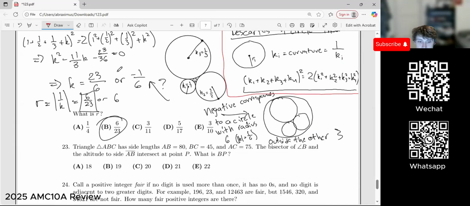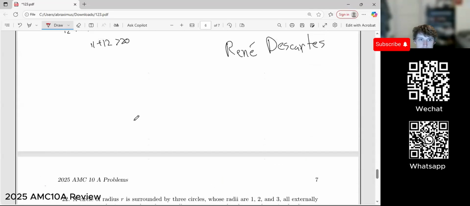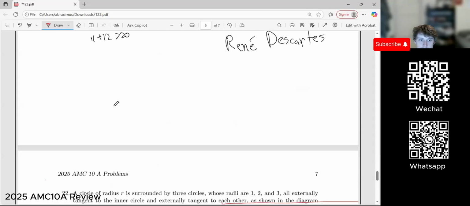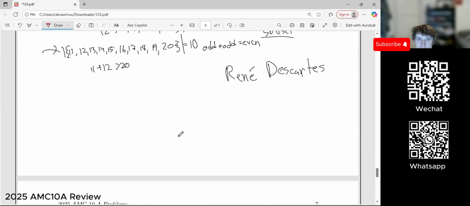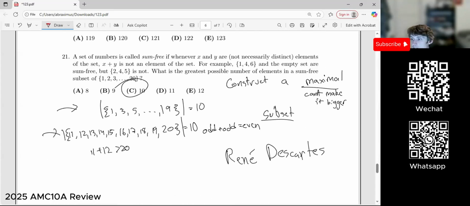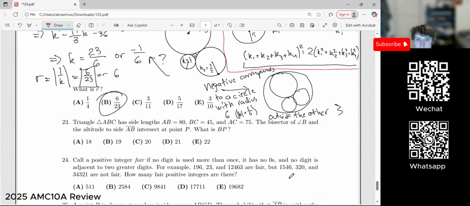Let's move on. I want to talk about 24, and then let's go back and do 20, 23, and 25. The only reason that I skipped these three for now is just because they involve a lot of algebra with annoying geometry.